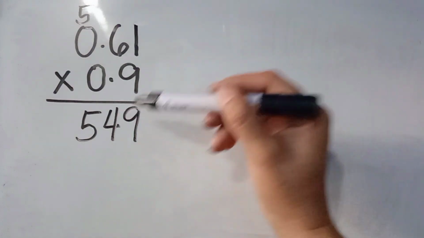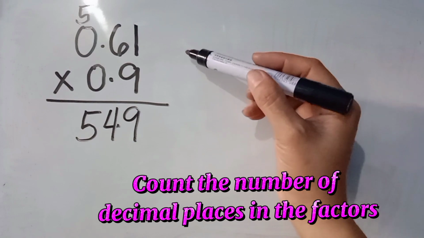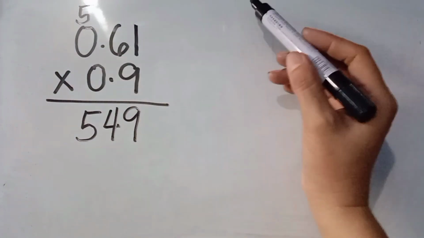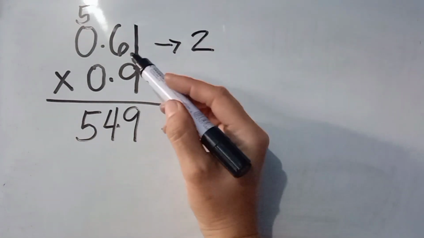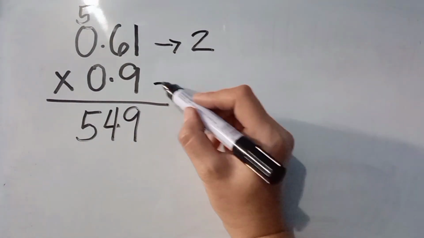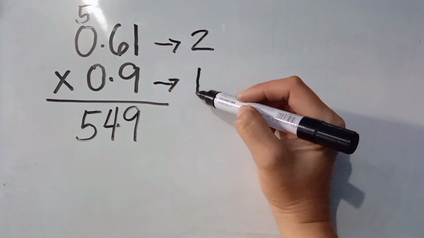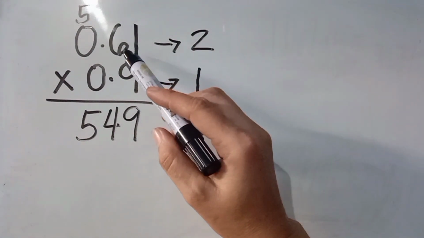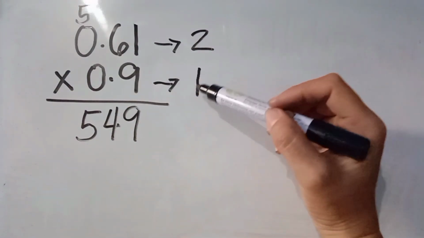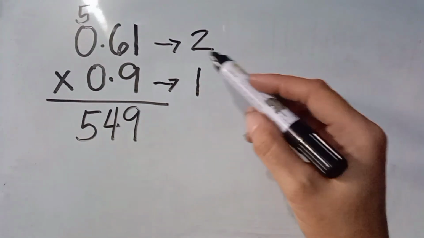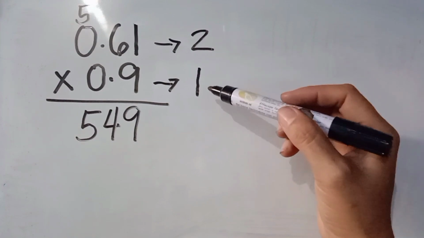Ano po? So, next is we are just going to count the number of the decimal places in the factors. Okay, so ilan po ang decimal places natin dito? So, meron po tayong 2 decimal places. Ayan, 1, 2. Okay, dito naman po sa baba, meron po ilang decimal place? Isa lang. So, 1 decimal place. So, therefore, ilang decimal places lahat? So, there are 3 decimal places lahat-lahat.